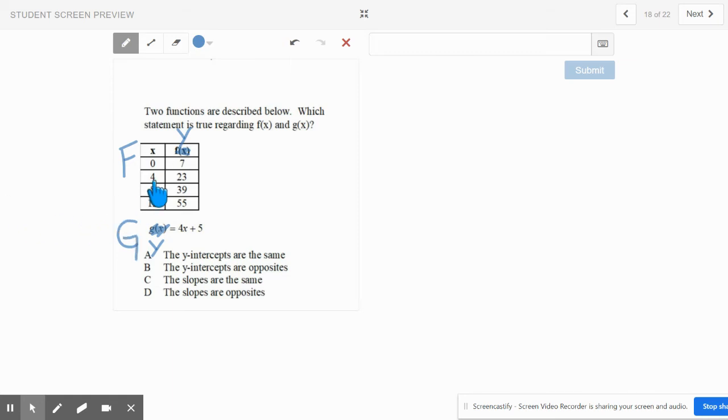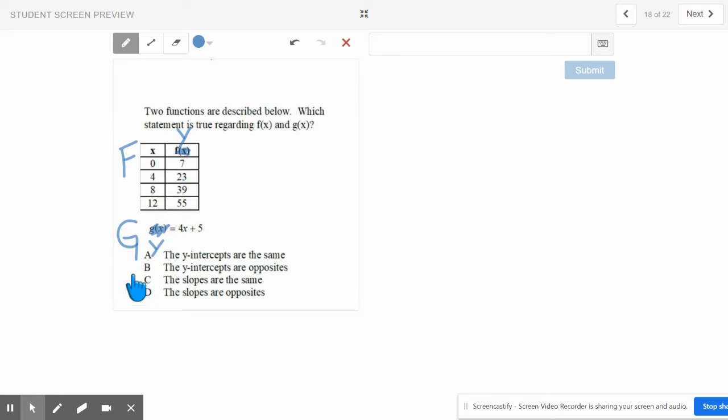So let me go over this again. You have an x and you have f of x. Whenever you see function of x, all that means is function notation. That's how they do it. And this just means y. This is your input. This is your output. This is your input. This is your output.